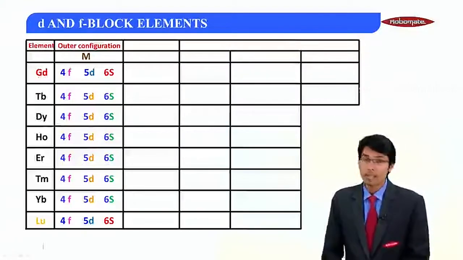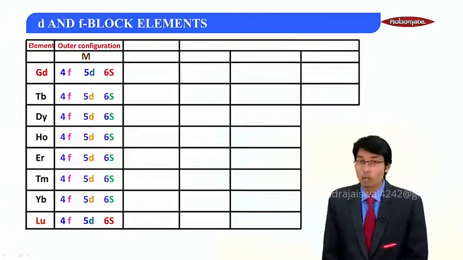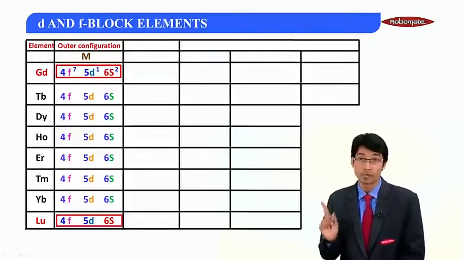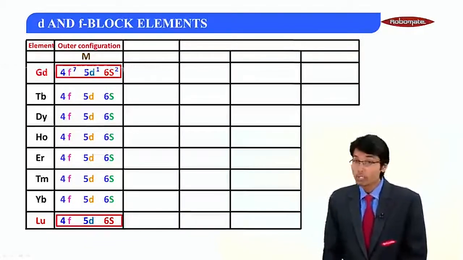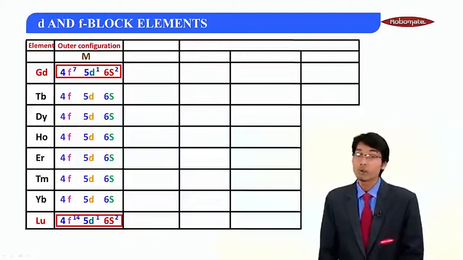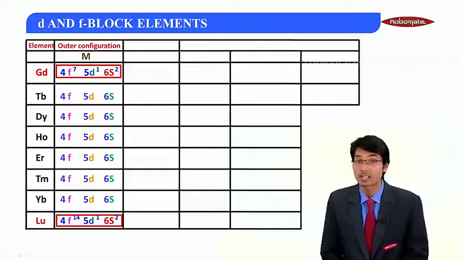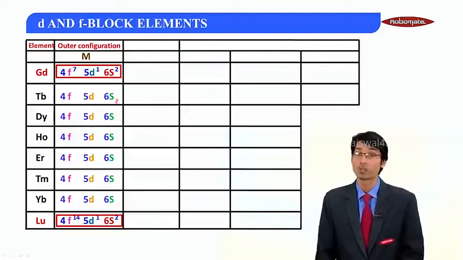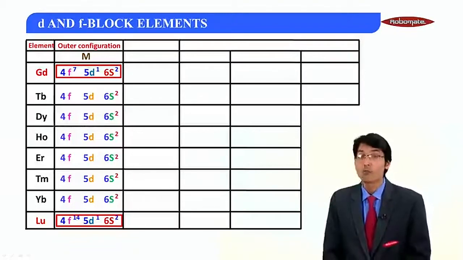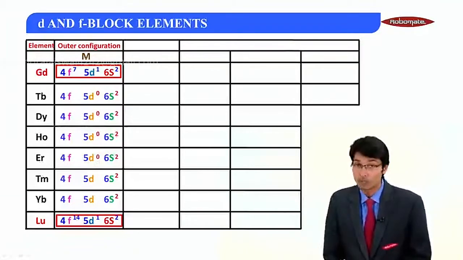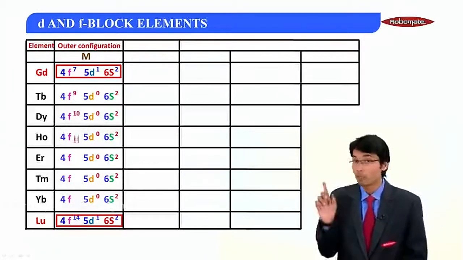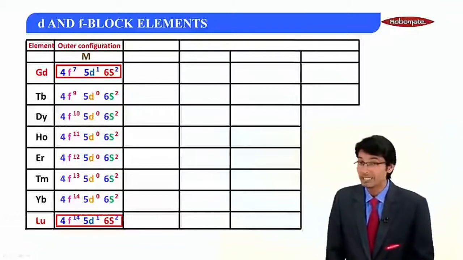So gadolinium and lutetium are not going to change their configuration. For gadolinium it will be 6s2 5d1 4f7, which is highly stable, and for lutetium it is 6s2 5d1 4f14, which is again stable. But for the rest of the elements there is no change in the 6s electrons, so the 6s orbital has 2 electrons. Now the 5d electron has shifted to 4f, so 5d is taken as 0, and there is an increase of 1 electron in the 4f subshell. So from terbium to ytterbium, there is an increase of 1 electron.